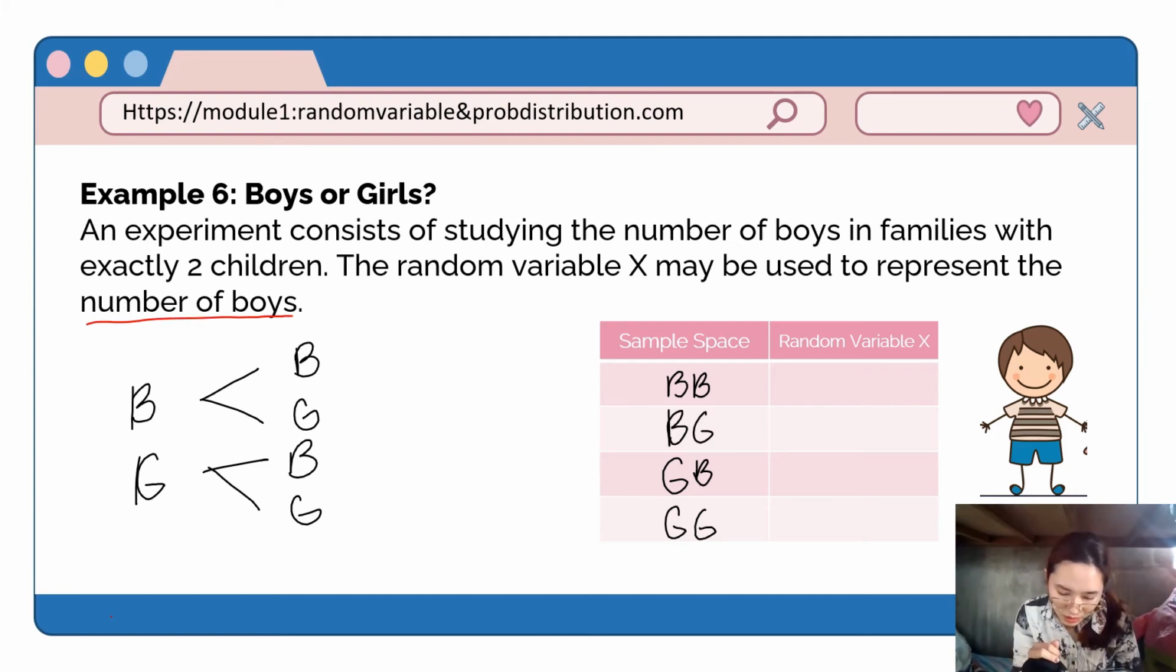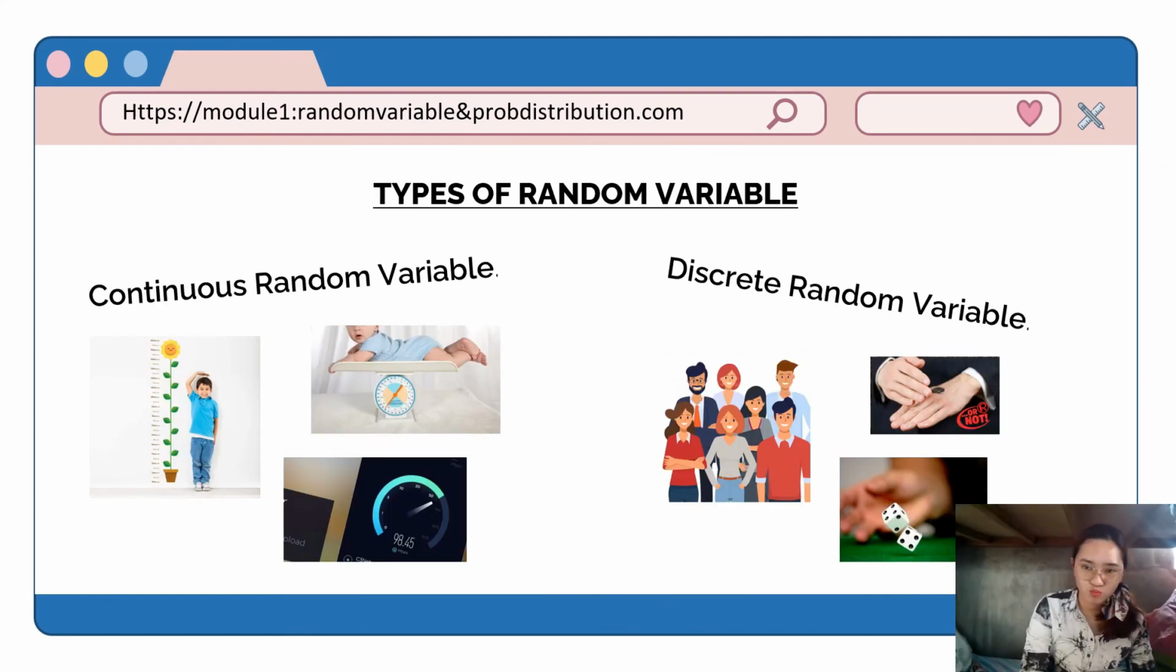So, dito sa unang outcome, ilan ang lalaki? So, we have 2. Sa pangalawa, we have 1. Sa pangatlo, we have isa din, yung bunso. At yung sa panghuli, parehas na babae, walang lalaki po siya. So, ang possible values lang natin is either wala, may isa, at dalawang lalaki po. So, yun yung possible values ng ating random variable number of boys.